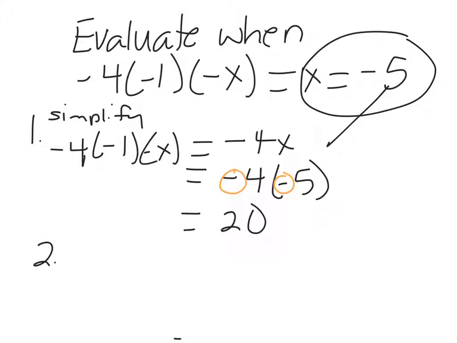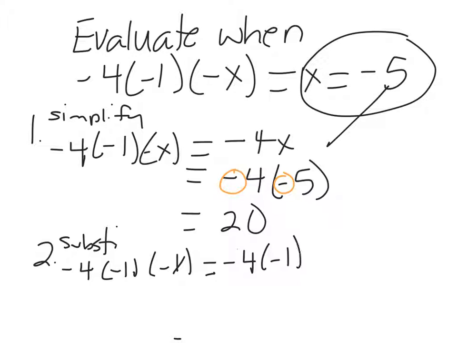The other way would be to substitute first. So in that case, we would have negative 4 times negative 1 times negative x equals, we rewrite it, negative 4 times negative 1 times negative 5.